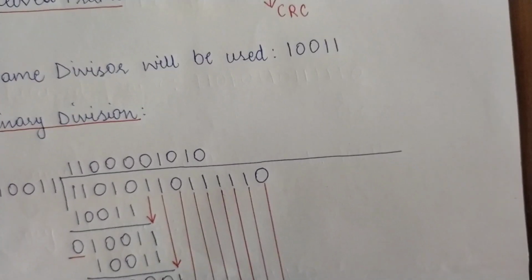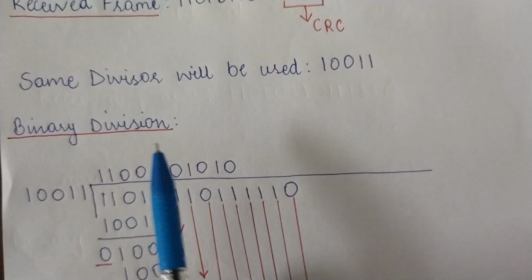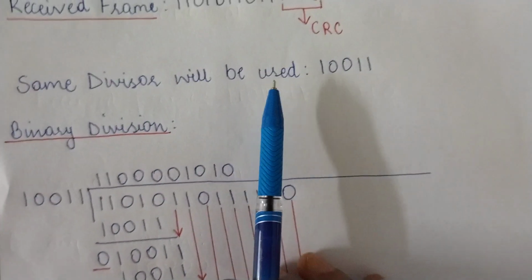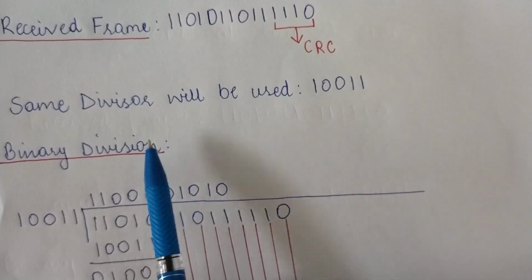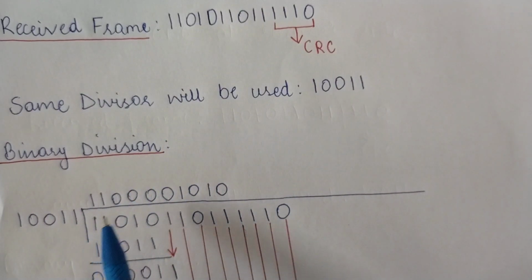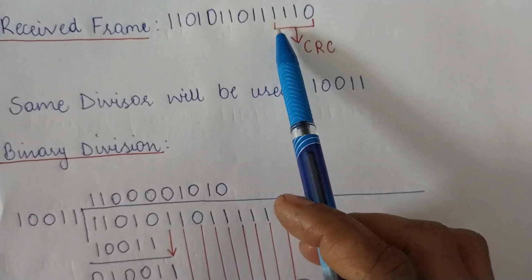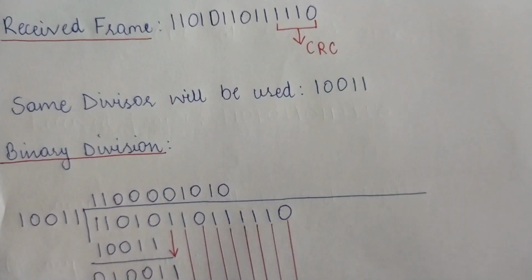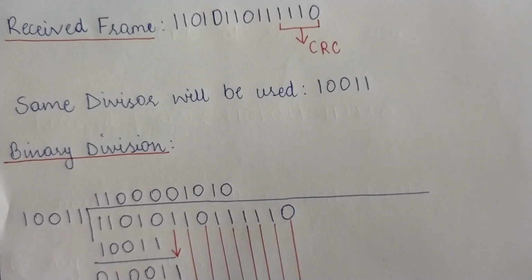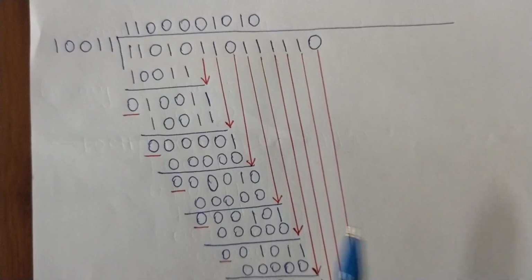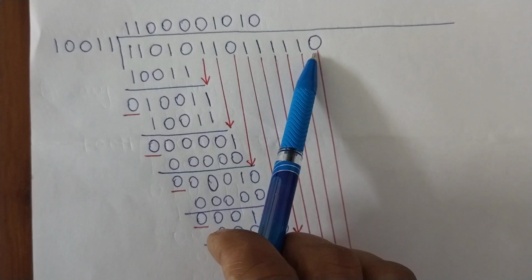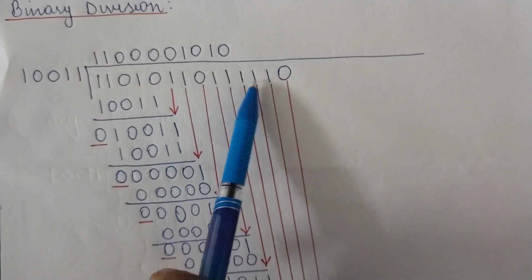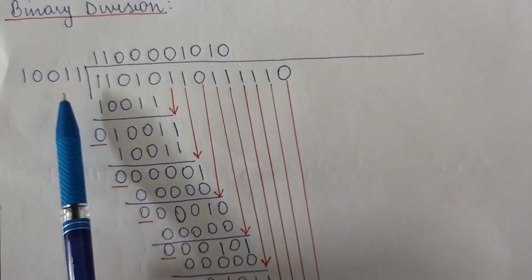Now, as I said, both the sender and the receiver must agree upon a common, same divisor. So the same divisor will be used at the receiver side also, which is 10011. Again, binary division will be done in the same manner. The only difference is that at the receiver side you have 1110 appended to the frame instead of 4 zeros, right? So the result of binary division will vary now. We will do binary division in the same manner, that is, the actual frame appended with the CRC bits, but the divisor remains the same. The last 4 digits of the frame have been changed, but the divisor is the same.